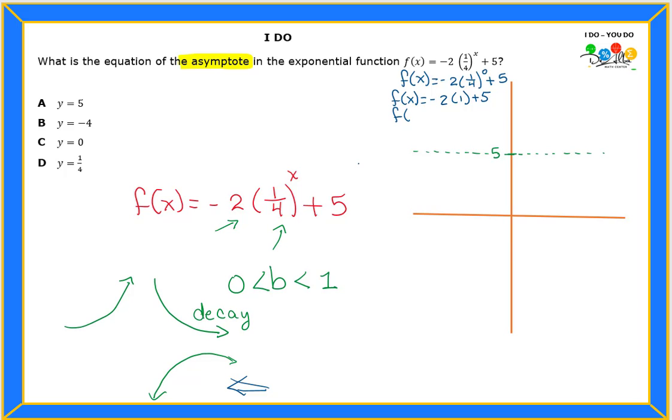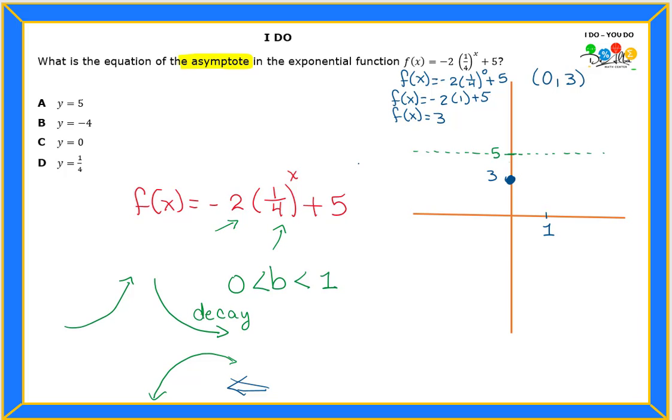And that will give us what? Negative 2 times 1 is negative 2, plus 5 is 3. So when x is 0, y is 3. Therefore, my graph is going to go through that point. And let's suppose you want to replace x with a 1. That will give you a y value of 4.5. You can work out the math.